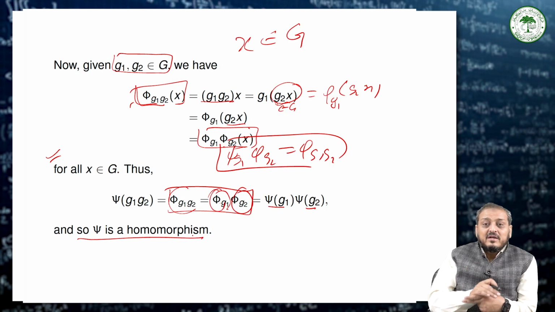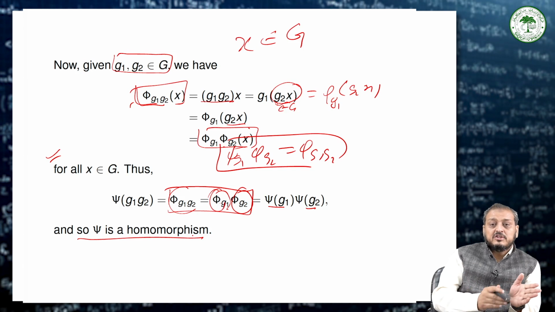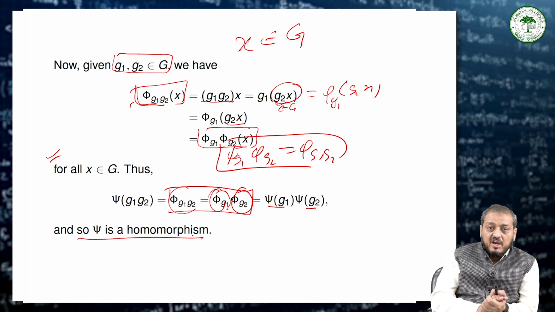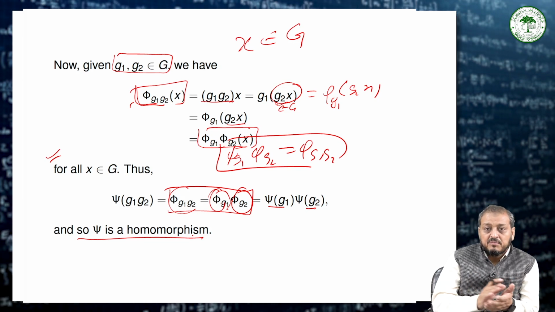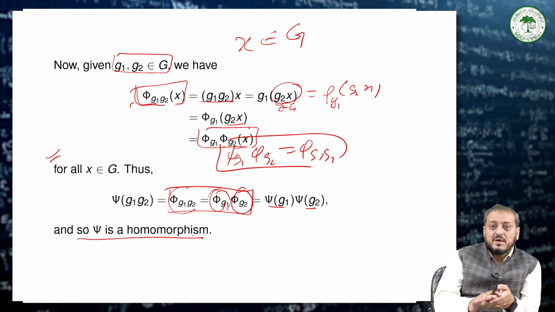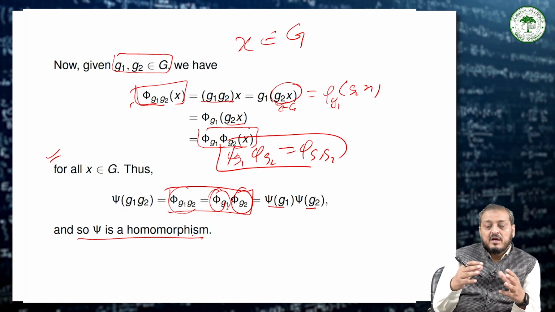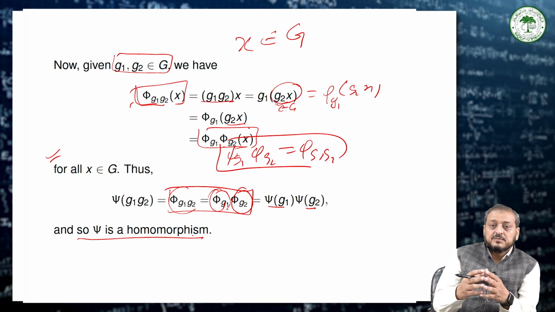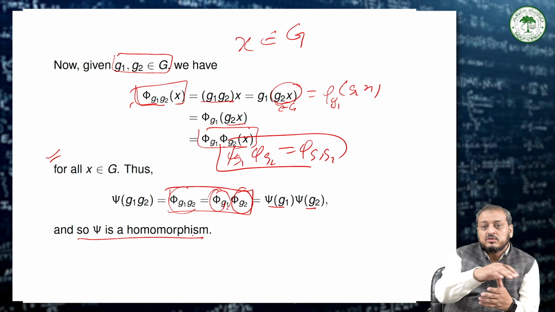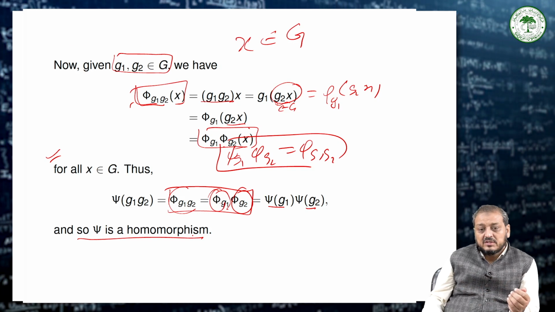So we have proved that this map psi, which we defined from G to S_G, is a well defined map, and we also showed that this map is a homomorphism. Now we try to show that this map is also onto. If we succeed in proving that this map is an onto homomorphism, then we use the first isomorphism theorem.